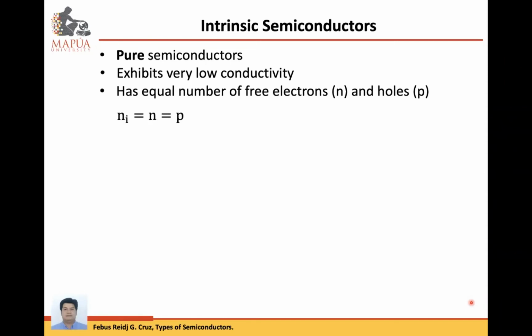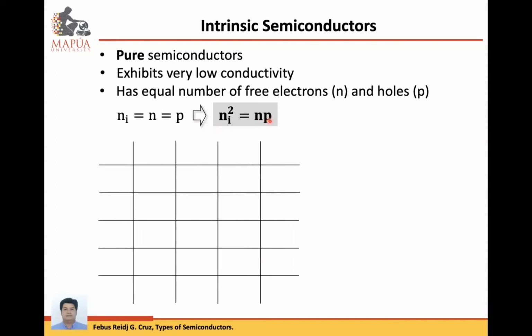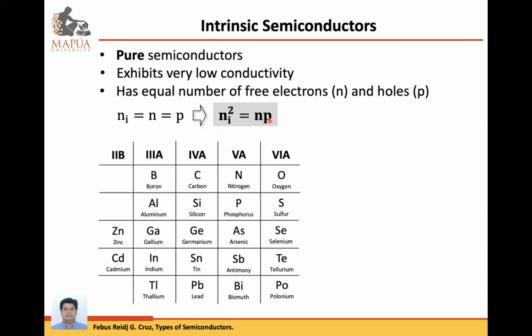For the intrinsic semiconductors, the carrier density of intrinsic or pure semiconductor is equal to the number of free electrons and is also equal to the number of holes. So we can write this description for the intrinsic semiconductors: n_i squared, the square of the intrinsic concentration, is equal to the product of free electron concentration times hole concentration. And we have here the examples of intrinsic semiconductors.